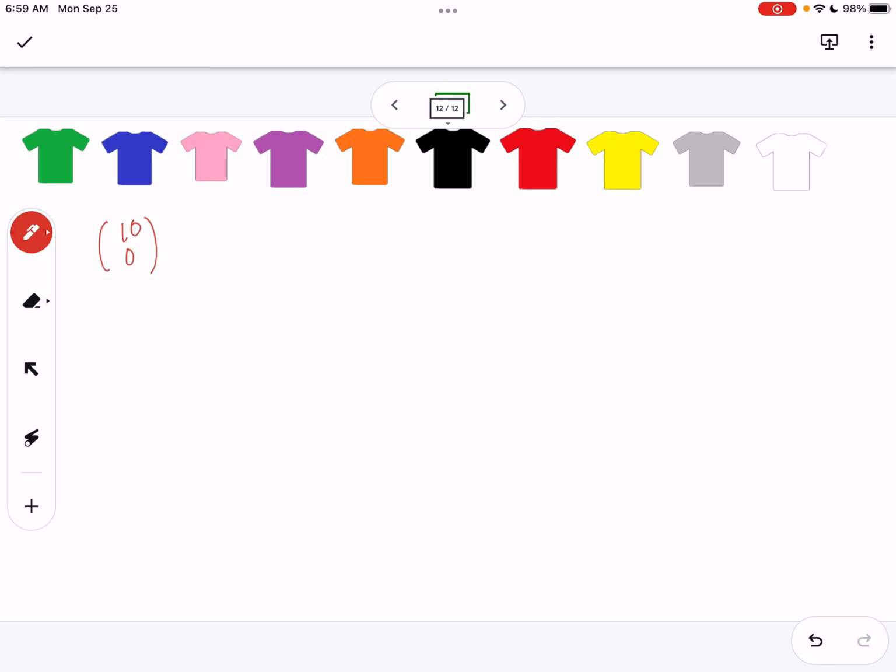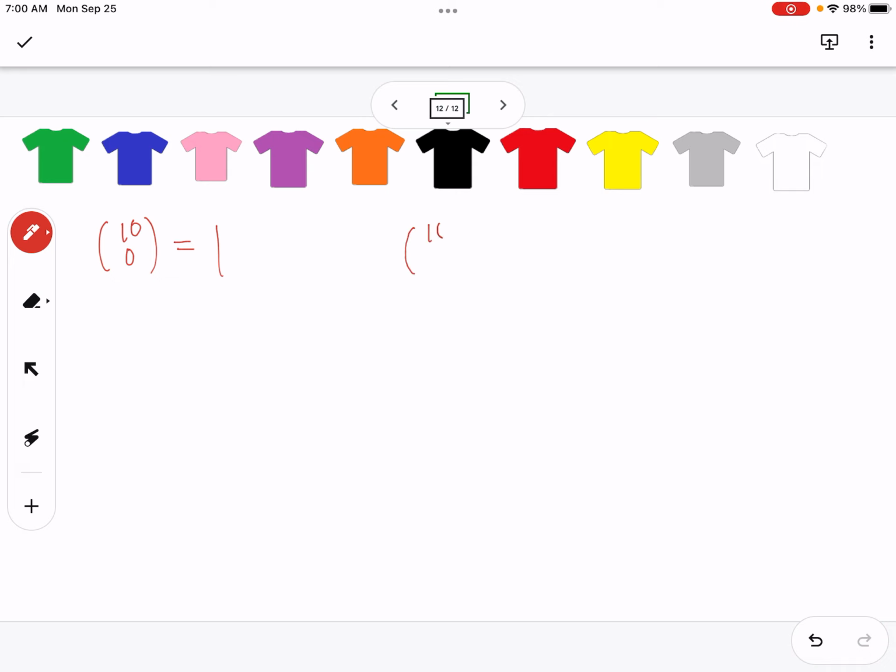So 10 choose 0. If I'm not going to pack any shirts, let's say I'm packing a dress or sweaters or not t-shirts, I'm choosing to pack stuff other than t-shirts. How many ways can I pack none of my t-shirts? Well, there's only one way to pack none of my t-shirts. Leave them all in the closet. Don't take anything.